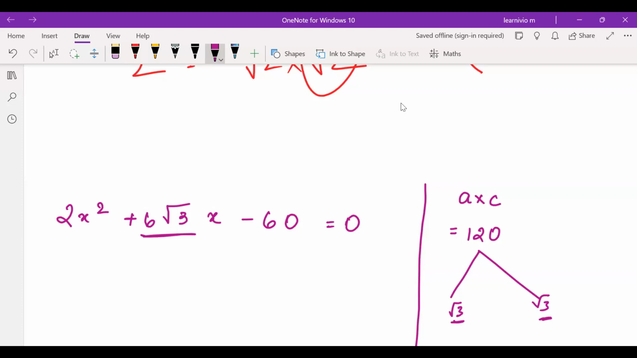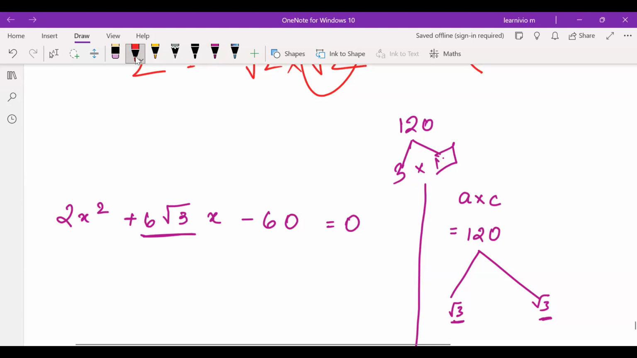Yes. Okay, from this 120, already we are making 3. What is the remaining number? 3 into which number will be 120? Is it 40? Exactly, 3 into 40 is 120.